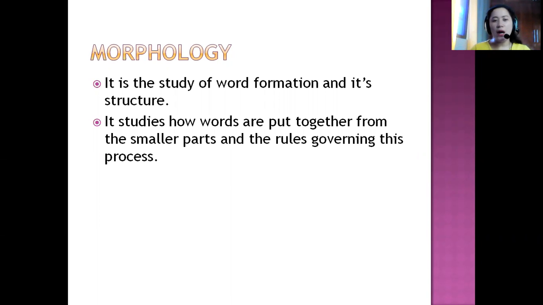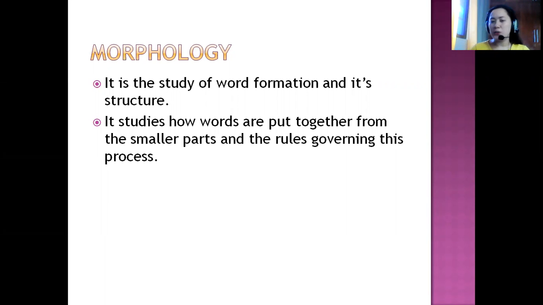So for now, I will discuss morphemes, and in our next lecture video, we will talk about word formation processes. I will give you more than 10 word formation processes. So just be updated with this lecture video and the next lecture video.